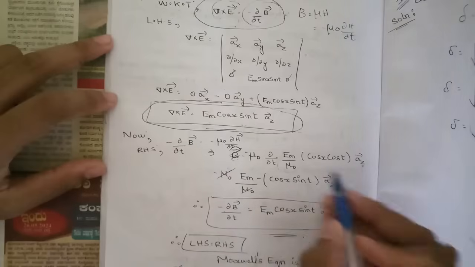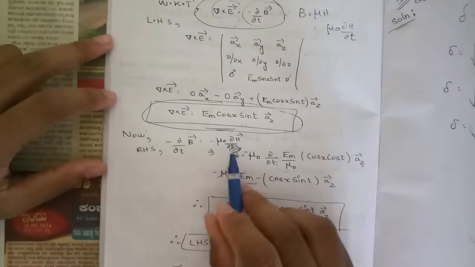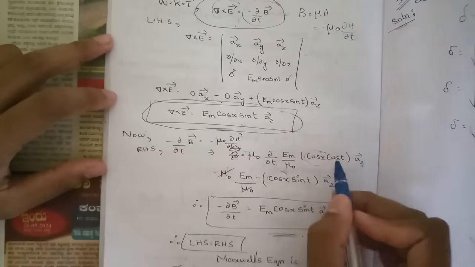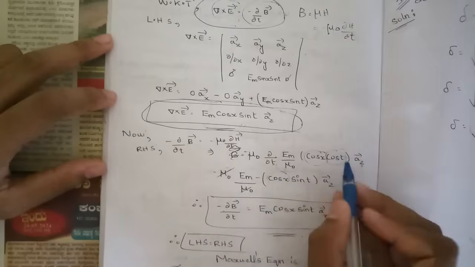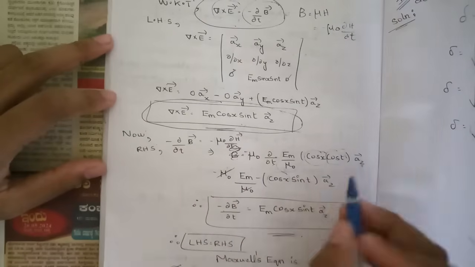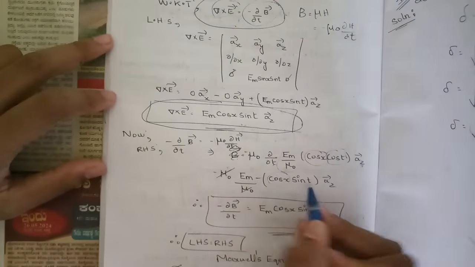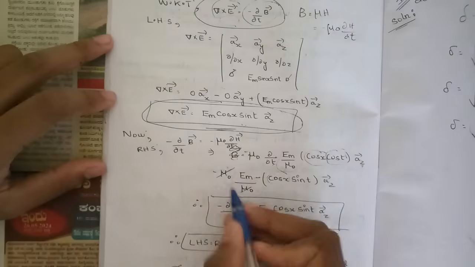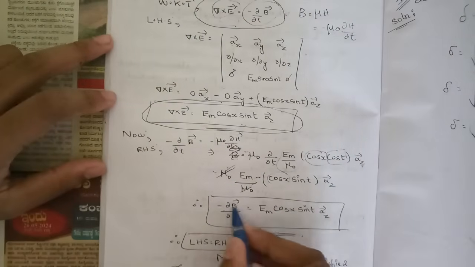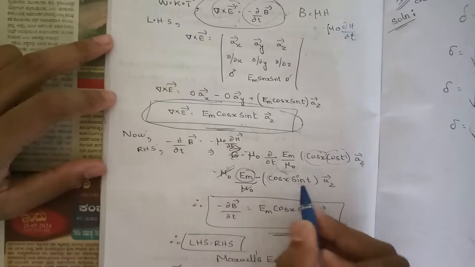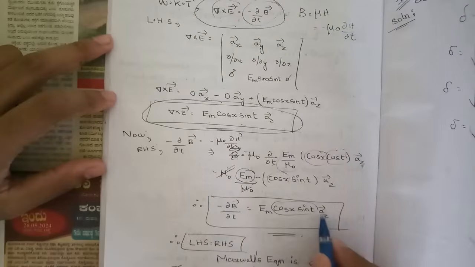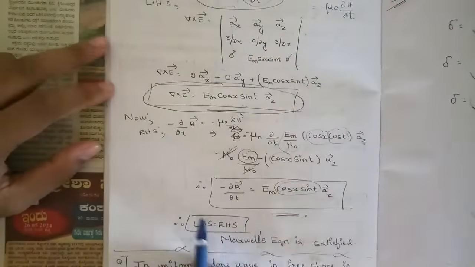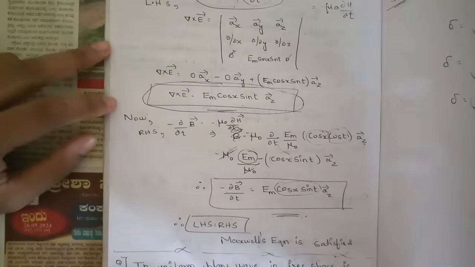Since the differentiation is with respect to t, ∂/∂t, the cos x remains as it is, and for cos t, the differentiation of cos is minus sin, so that's why we get -cos x sin t Az vector. Minus into minus is plus, and μ0 gets cancelled, so -∂B/∂t is equal to Em cos x sin t into Az. It is equal to del cross E. So we can say that LHS is equal to RHS, so Maxwell's equation is satisfied.